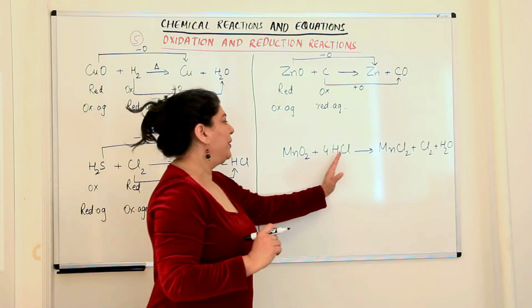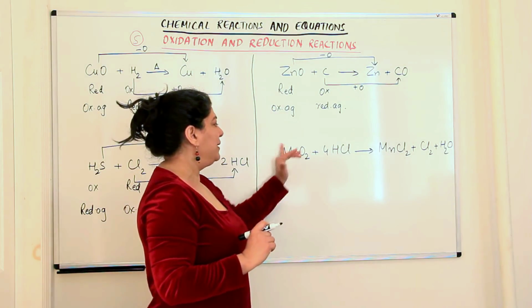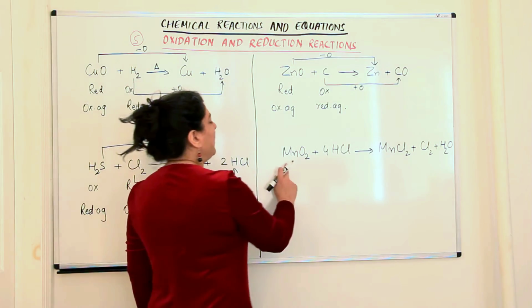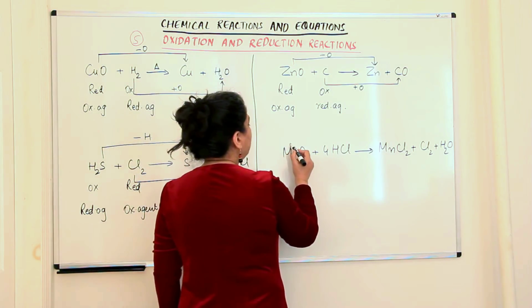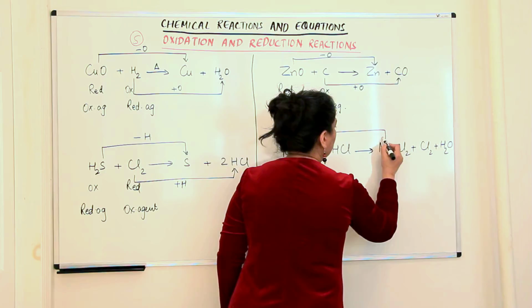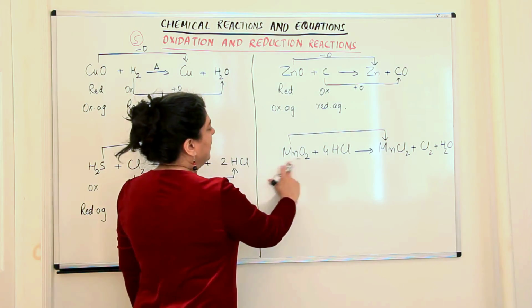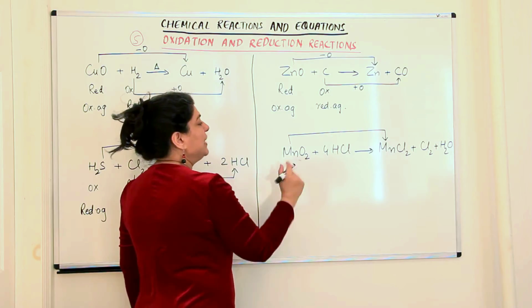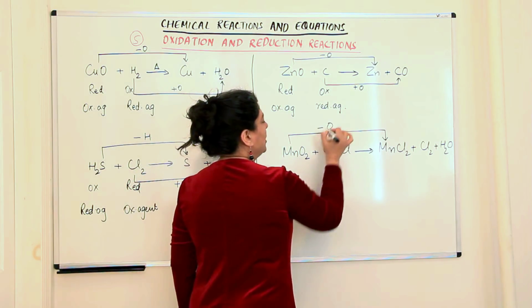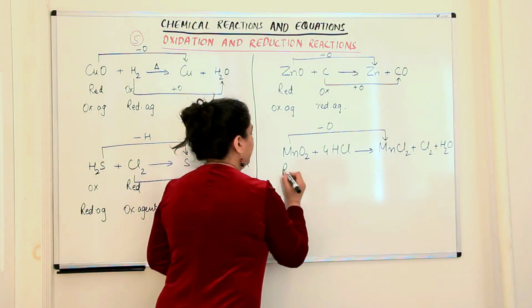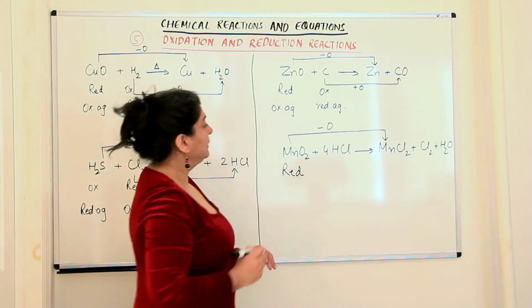So we will be ignoring the hydrogen and oxygen, and we'll be following the other atoms, that is manganese and chlorine. So let us see where manganese went. Manganese formed MnCl2, right? So manganese dioxide is losing the oxygen. So we say it is losing oxygen. So whatever loses oxygen is getting reduced, right?